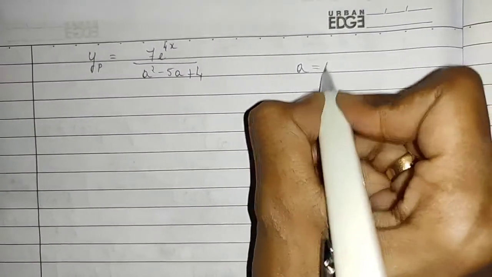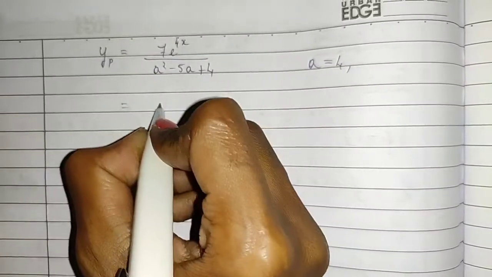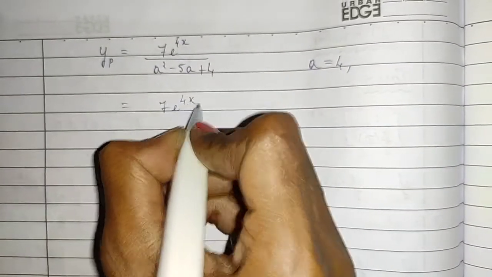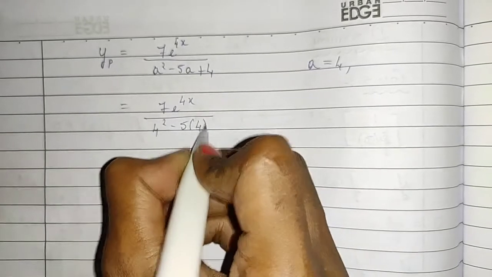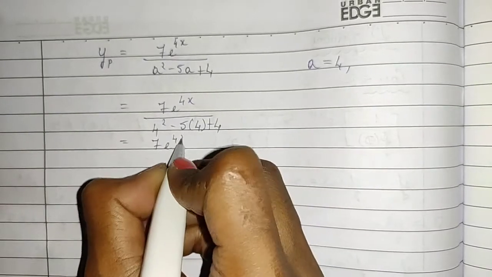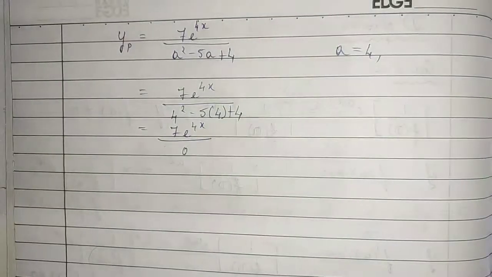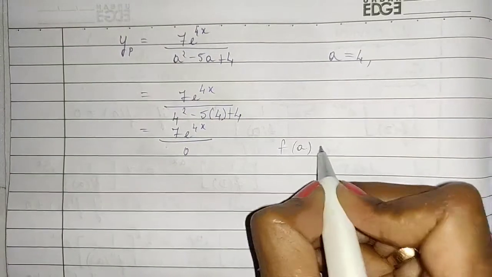Your a value is 4, that means a is equal to 4. Since a is equal to 4, this becomes 7 into e to the power of 4x divided by 4 square minus 5 into 4 plus 4. What do you get? 7 into e to the power of 4x divided by 0. So this is the case f of a is equal to 0.